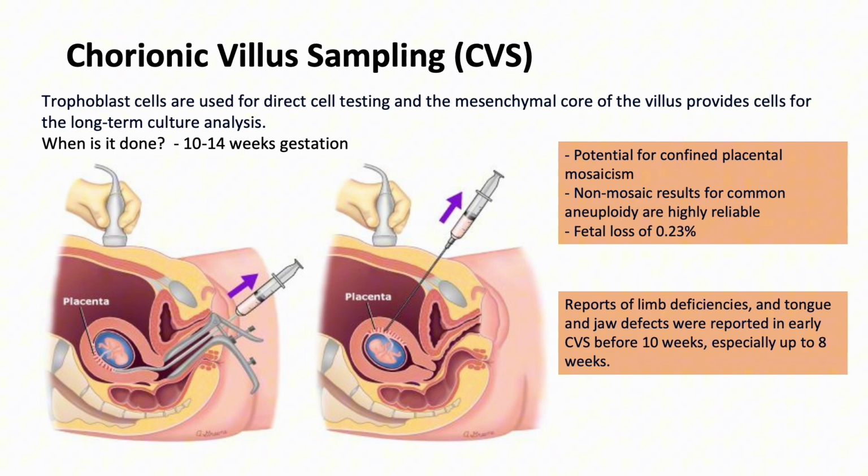CVS also cannot detect neural tube defects like spina bifida, which are better identified through second trimester testing such as amniocentesis or ultrasound. Additionally, there is a small risk of miscarriage, estimated at 0.23%, as well as rare risks of infection, bleeding, or limb defects if done too early. Despite these risks and limitations, CVS does offer parents early insights into their baby's health, allowing for informed decision making.